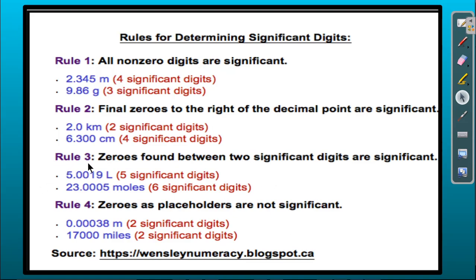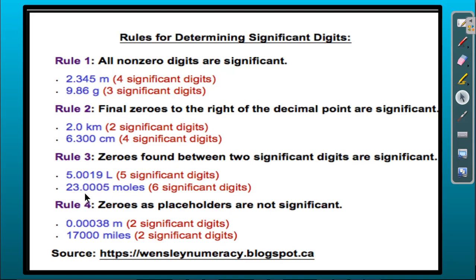So let's read rule number 3 one more time. It says any 0 that's between significant figures is also significant. These are between 2 significant figures. 5 is significant, 1 is significant. Now they both have become significant as well. So that's 1, 2, 3, 4, and 5.